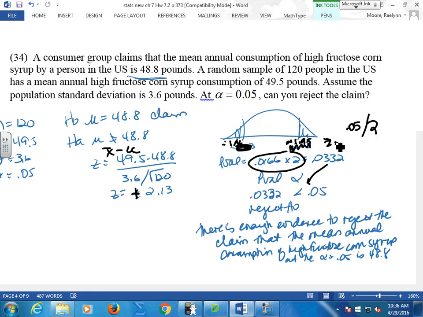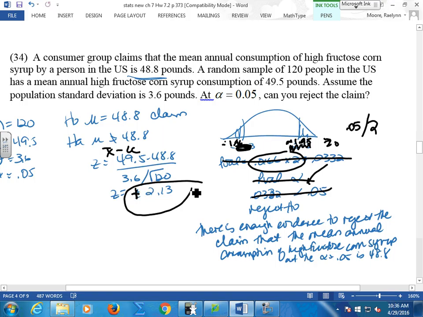I don't need to look up my p-value now. I can avoid this right here. I can avoid that, and all I need is this z-score. My z-score is 2.13. It falls past my 1.95, doesn't it? So my z-score falls in here. In case you can't see it, this is my 1.96, 1.95. I fall to the right of this.